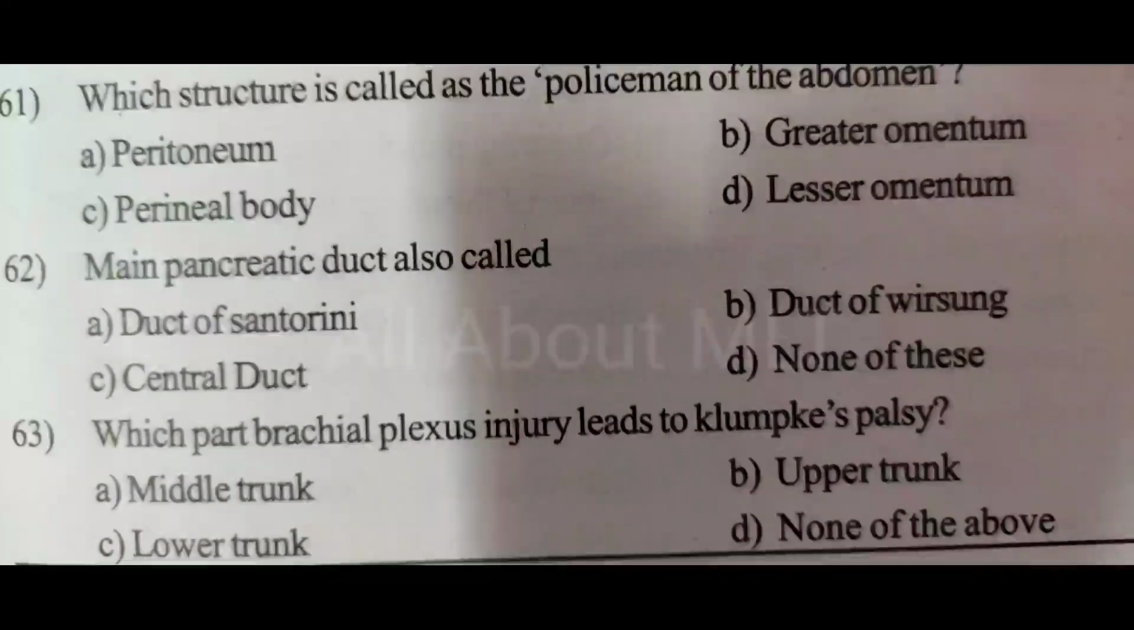Which structure is called as the policeman of the abdomen? Option A, peritoneum. Option B, greater omentum. Option C, perineal body. Option D, lesser omentum. Answer is option B, greater omentum.